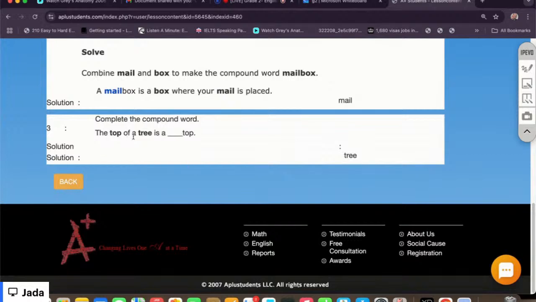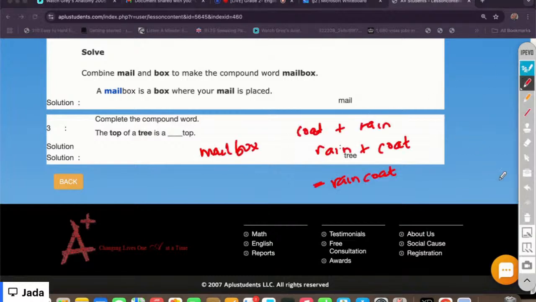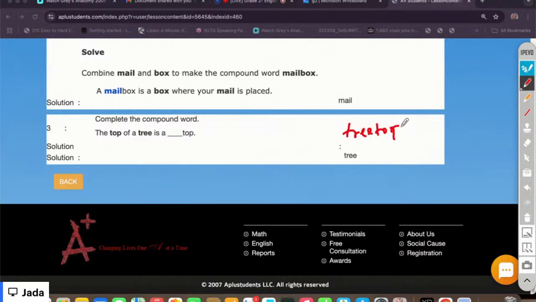So we have the top of a tree is a what? Tree top. The top of a tree is the tree top. Okay?